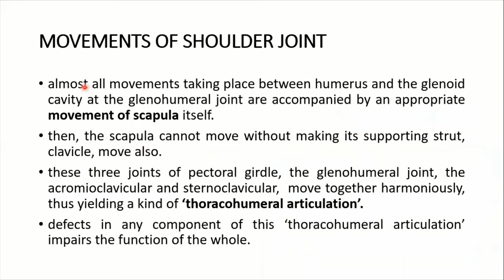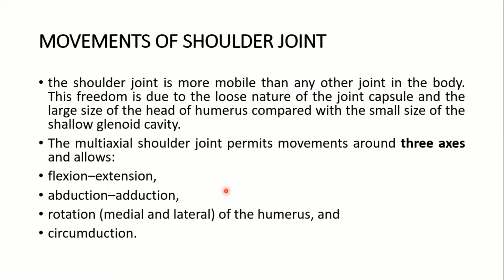So, very important movements of the shoulder joint. Almost all movements taking place between the humerus and the glenoid cavity at the glenohumeral joint are accompanied by an appropriate movement of the scapula itself. Then the scapula cannot move without making its supporting strut, the clavicle, move too. These three joints of the pectoral girdle, the glenohumeral joint, the acromioclavicular, and the sternoclavicular, move together harmoniously, thus yielding a kind of thoracohumeral articulation. Defects in any component of this thoracohumeral articulation impair the function of the whole.